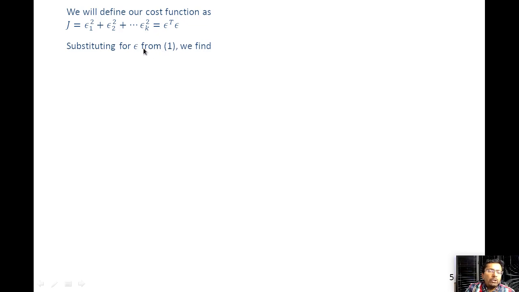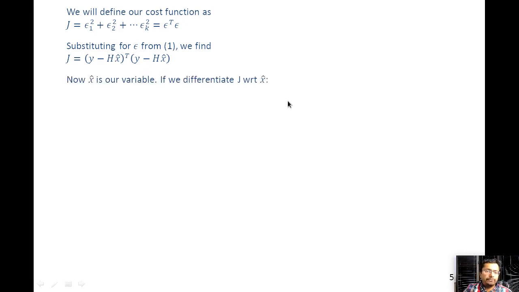We substitute the values of epsilon from the previous equation, and we find this is equal to y minus h x hat, transpose, times y minus h x hat. The values of h are known, and the values of y are known. So the only thing we can vary in this equation is the x hat, which we can fiddle around with to minimize the error.